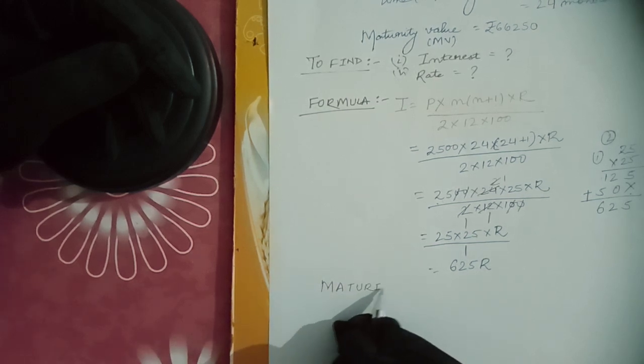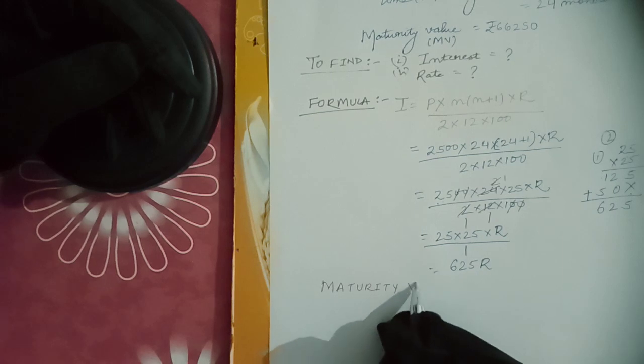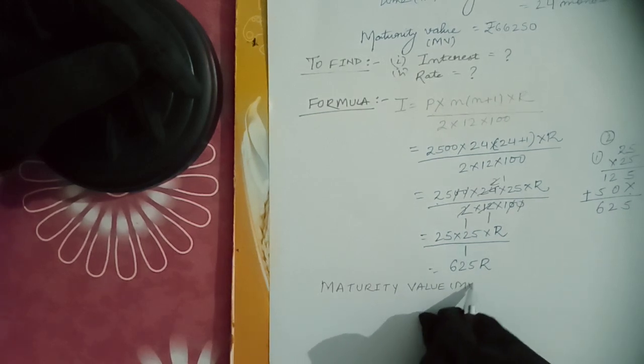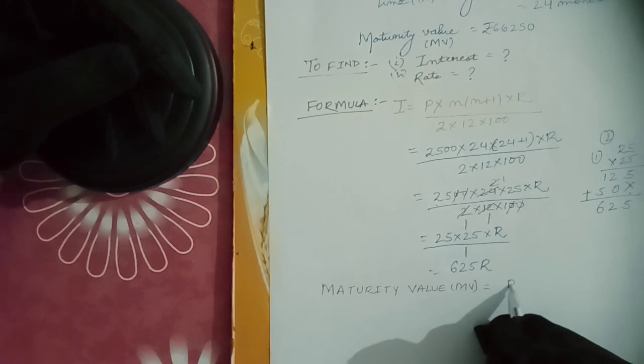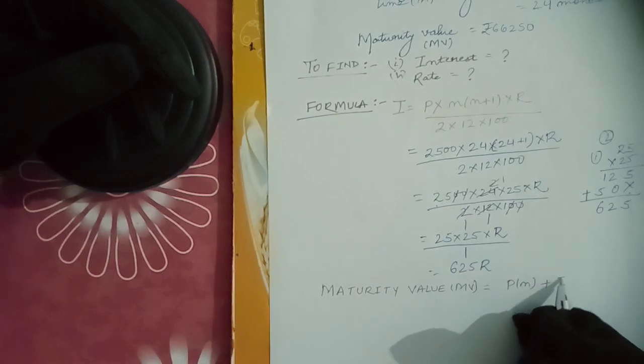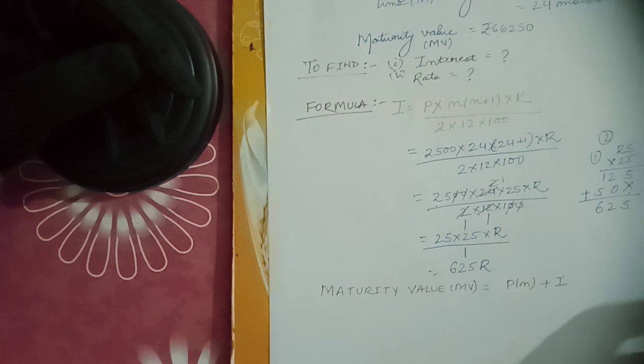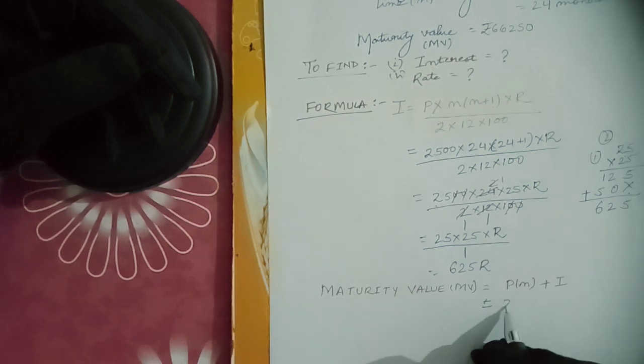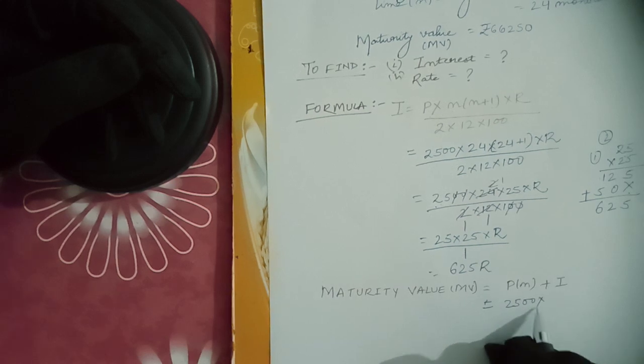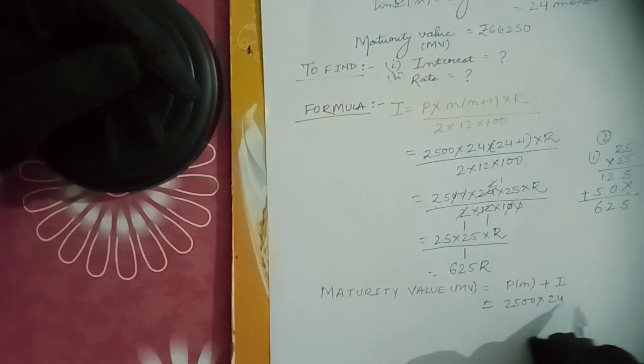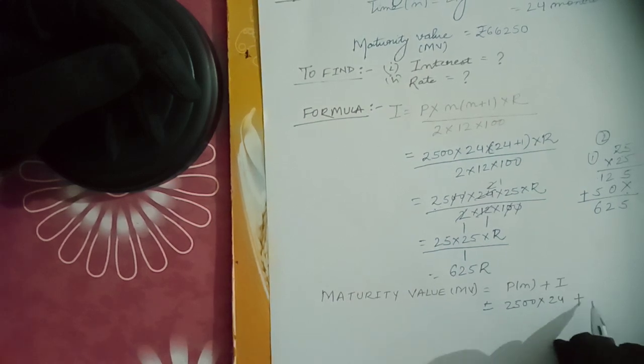Maturity value, we denote maturity value by the letter MV. The formula is P into N plus I. P into N. So what is the value of P? P is 2500 into N. N is how much? N is 24. Plus I is how much? I is 625R.